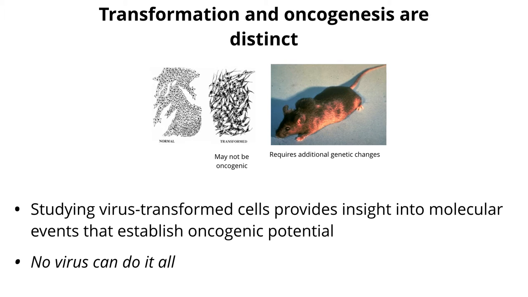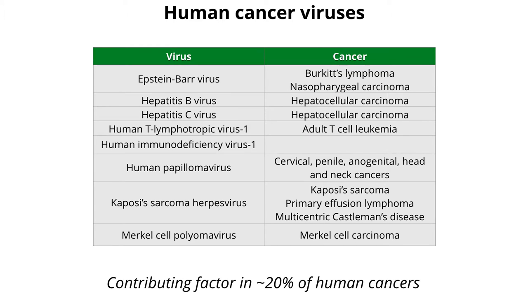mutations needed for cancer. Now today, we're actually going to talk just about transformation. We're not going to talk about cancer at all, but it's an essential step leading to oncogenesis. And here are some human cancer viruses. We will not talk about any of these today because I want to tell you about the history of understanding of virus transformation, and it involves viruses not infecting people.